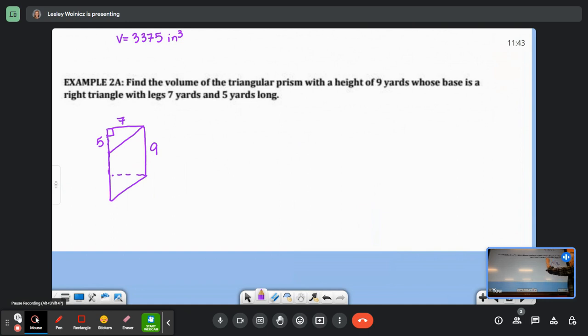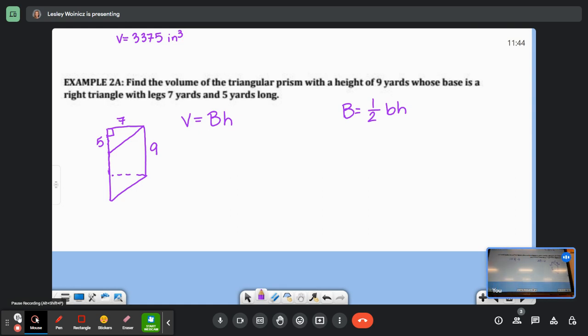Okay, so our volume is going to be our capital B base times our lowercase height. So that's going to be an area times a height. So we have to find the area of the triangle and multiply it by the height. So if I'm finding our capital B, that would be 1/2 times the base times the height of our triangle.